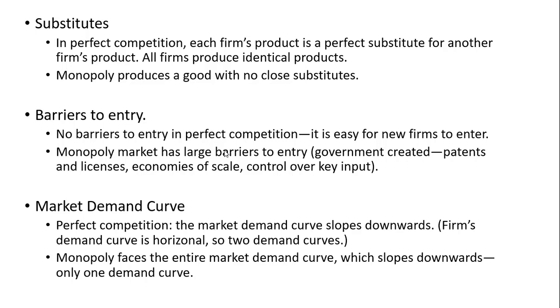The market demand curve. In perfect competition, the market demand curve slopes downwards. The firm's demand curve, as we just mentioned, is horizontal. So in perfect competition, there are two demand curves to think about, the market demand curve and the firm's demand curve. With monopoly, there's only one demand curve, and that is the market demand curve, and the monopoly firm faces the entire market demand curve.